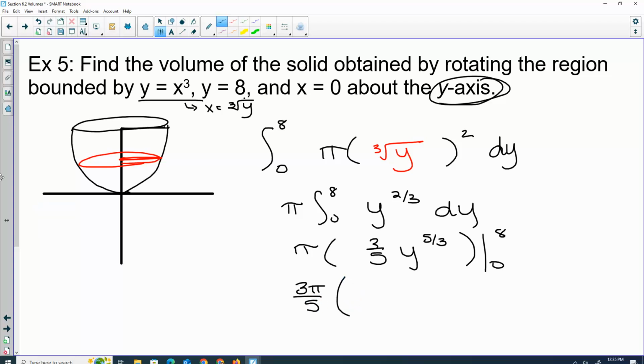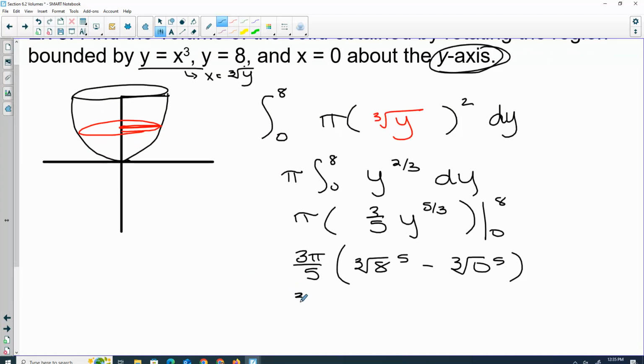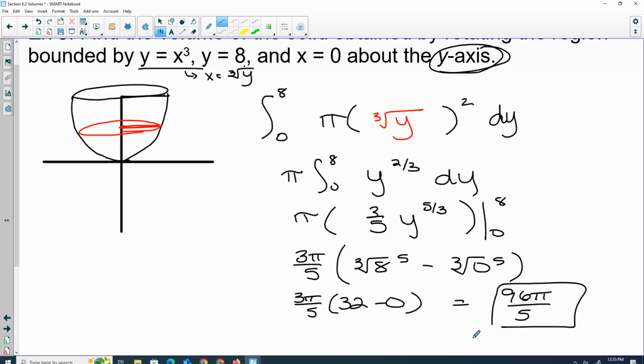I like to pull out any coefficients that I can, so that'd be a 3pi/5. If I put in 8, that means the cube root of 8 to the 5th, minus the cube root of 0 to the 5th. The cube root of 8 is 2, to the 5th is 32, minus 0. So 96 pi over 5.